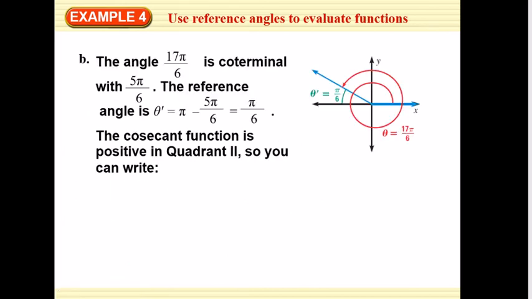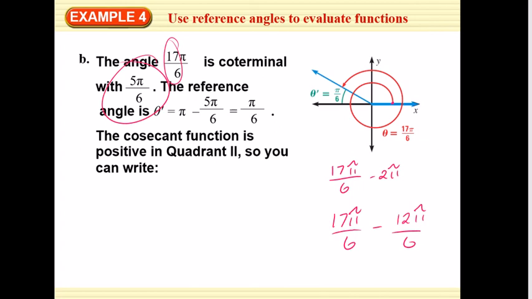So let's look at part B here. The angle 17 pi over 6 is coterminal, so what I'm going to do is take that 17 pi, and that seems pretty large to me, so I'm going to subtract 2 pi. All right, so when I do 17 pi over 6 minus 2 pi, I need to find that common denominator. 17 pi over 6 minus 12 pi over 6, and that's how they get the 5 pi over 6 as the coterminal angle.